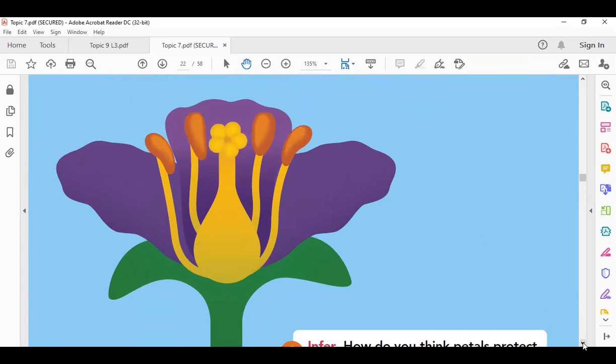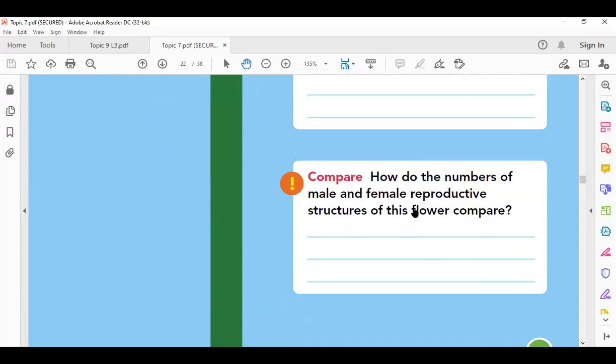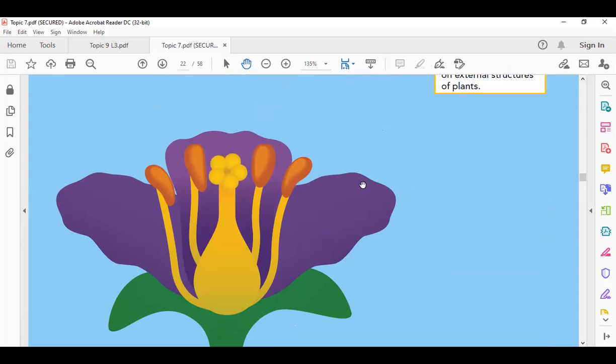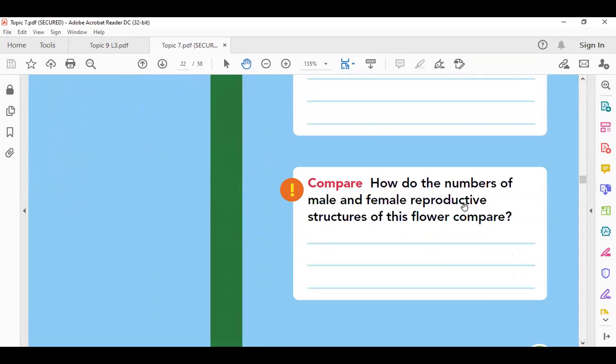Okay, the second question I want you to do. How do the numbers of male and female reproductive structures of this flower compare? I want you to compare between the male and female parts in this flower. How many stamens are there in this flower and how many pistils? How do the number of male and female reproductive structures of this flower compare? I want you to make a comparison between the number of the male parts and the female parts of this flower.